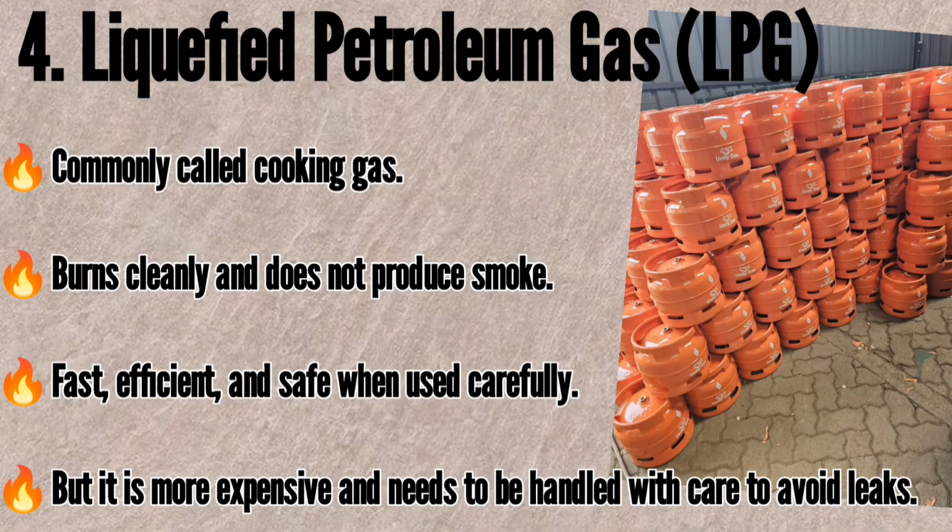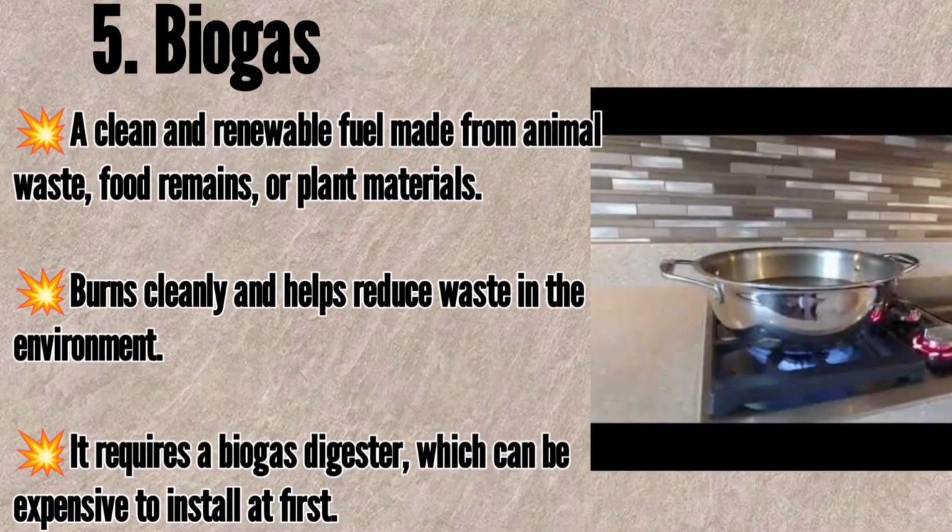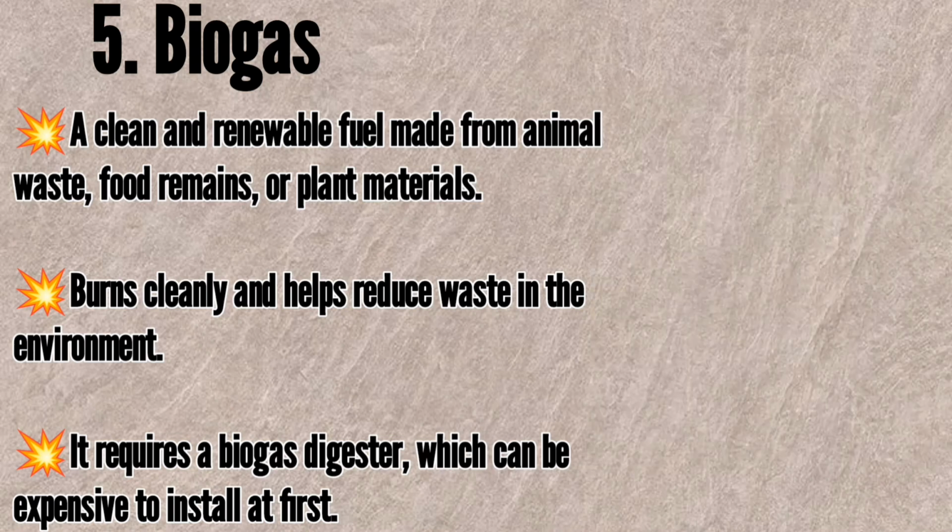Liquid petroleum gas, commonly called cooking gas, burns clearly and does not produce smoke. It's fast, efficient, and safe when used carefully, but it is more expensive and needs to be handled with care to avoid leaks. Biogas is also a clean and renewable fuel made from animal waste, food remains, or plant materials. It burns clearly and helps reduce waste in the environment. It requires a biogas digester, which can be very expensive to install at first.